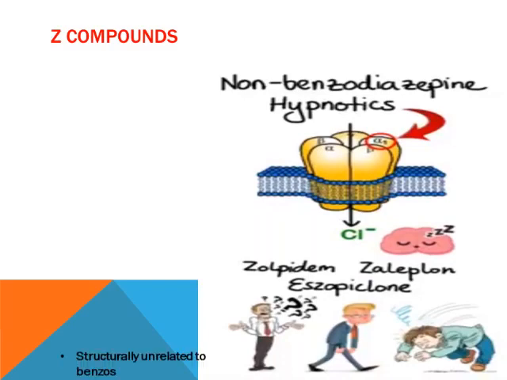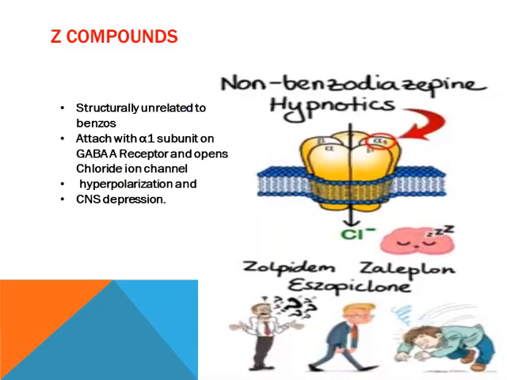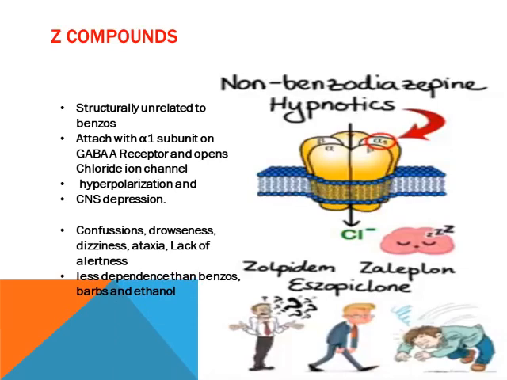So now let's switch gears and talk about Z compounds. Z compounds are a non-benzodiazepine group of sedative hypnotic agents. They are structurally unrelated to benzodiazepines, but have attachment sites very near or adjacent to benzodiazepine attachment sites on the GABA A receptor. They have a relative selectivity for the alpha-1 subunit on the GABA A receptor, and after attaching to their respective subunit, they open the chloride ion channel for a longer period and allow a larger chloride influx with resultant hyperpolarization and CNS depression. These agents include zolpidem, zaleplon, and eszopiclone.